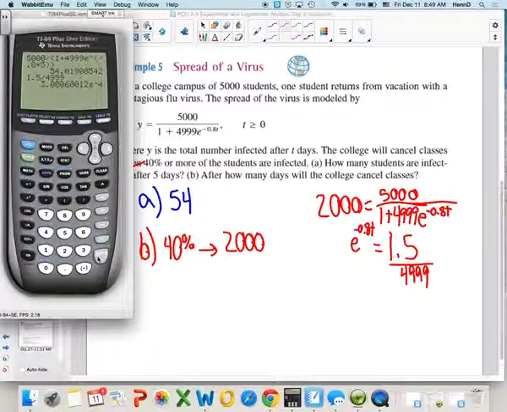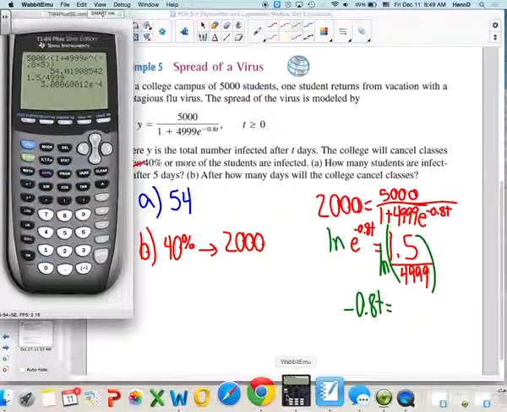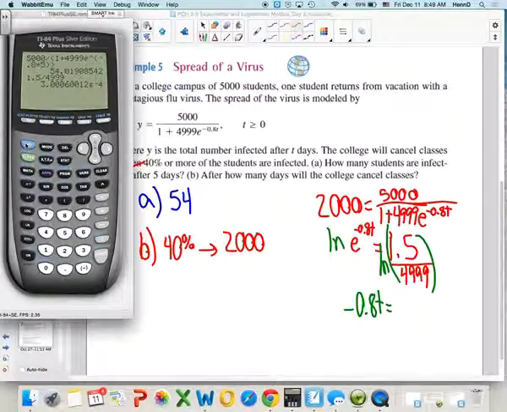Store it. Or take the natural log of it. There we go. We're going to take the natural log now of that, and that will give us a negative 0.8t. Okay? So, hit natural log of that previous answer.